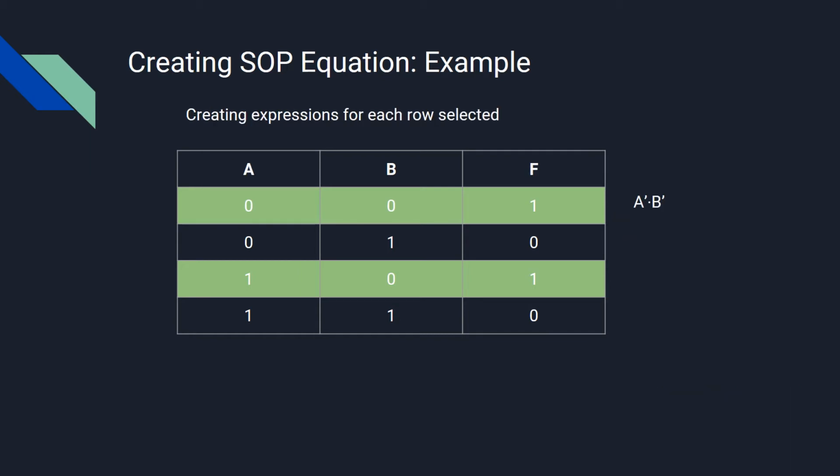Looking at row 1, we can turn this into a Boolean equation. We see that A not and B not give us an output where f equals 1. We can represent this with A not, B not, which is posted to the side of the truth table. We will apply the same principle with the next highlighted row, where we see A and B not gives f an output of 1. We will write down A and B not.